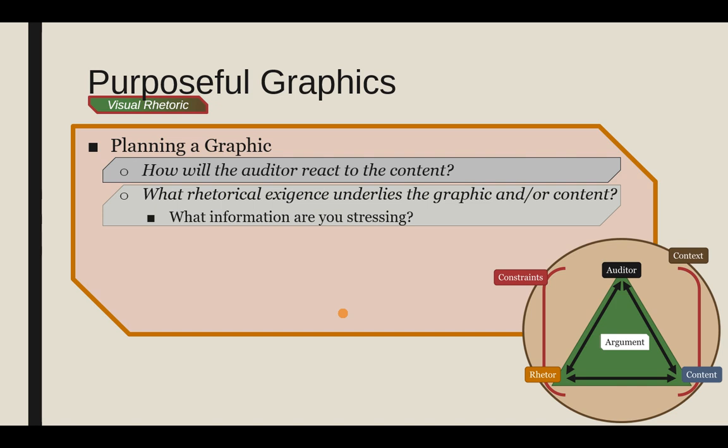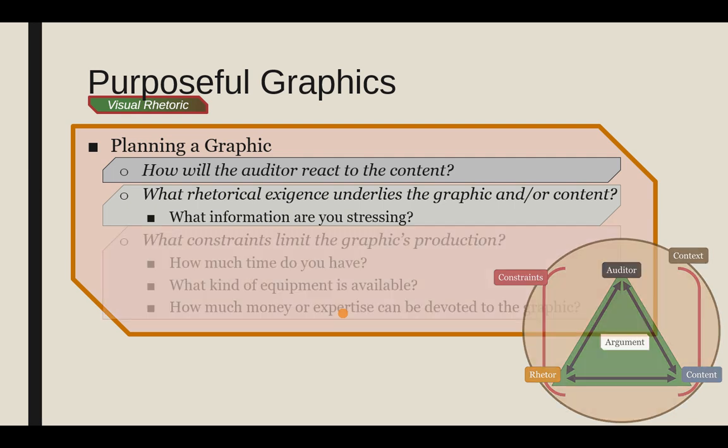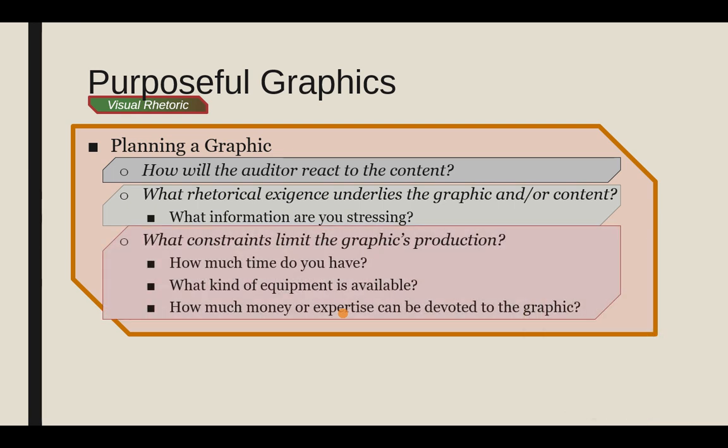For instance, in my syllabus, I have a banner image that was carefully selected because it focuses on composition, on writing, but it also allows me to point to the more fine-grained, purposeful decisions that are part of technical communication that are not always part of academic writing. So what information are you stressing? Why is that there? And then what constraints limit the graphic's production?